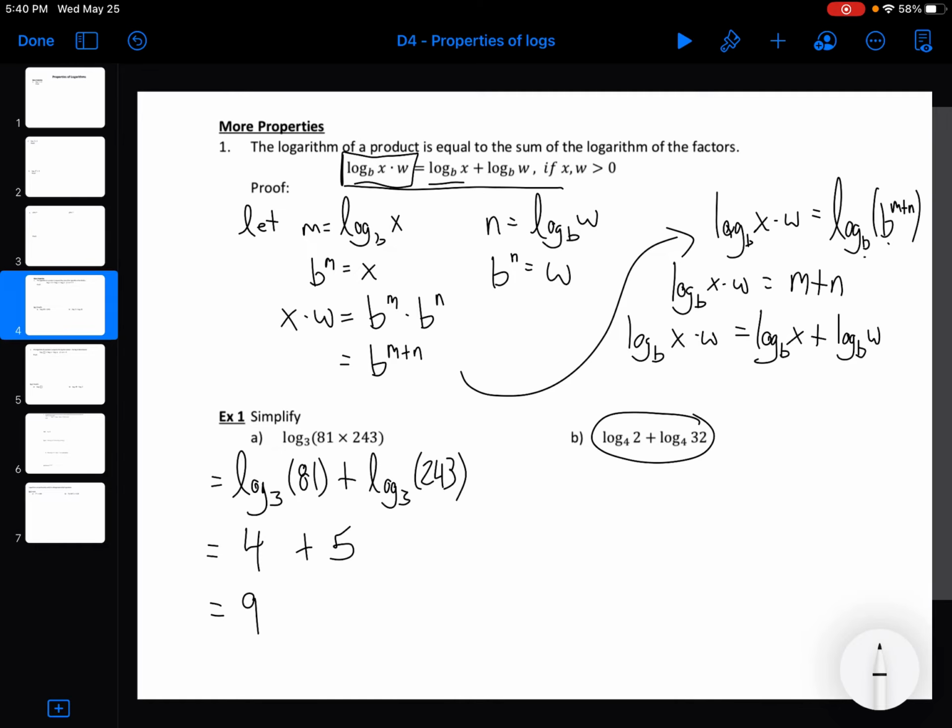Looking at this, it's a little harder to see these values. You can do it for sure, but if I just looked at this and said, okay, this is the same as if we had 64, because 2 times 32 is 64. And then I just looked at 4, 16, 64. This whole thing's just equal to 3 instead of 0.5 plus 2.5, which is a little harder to see.